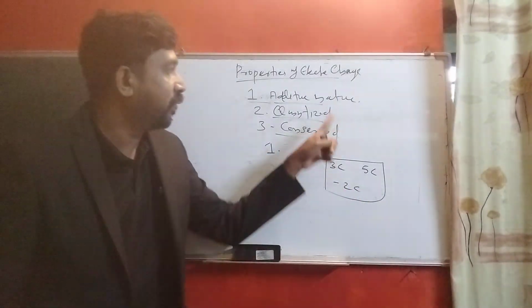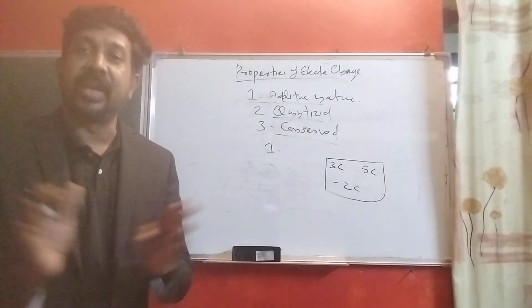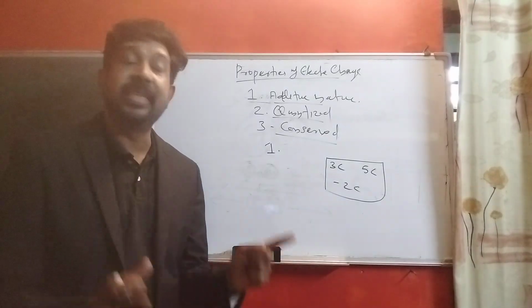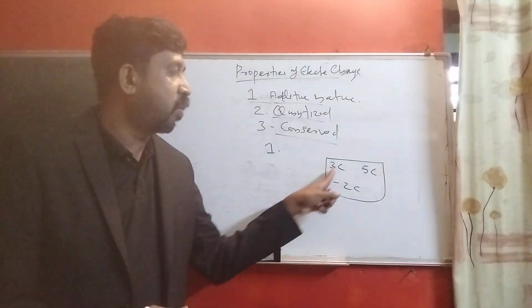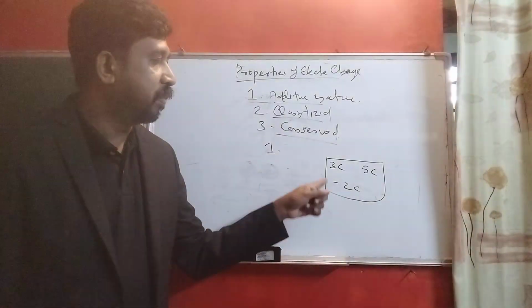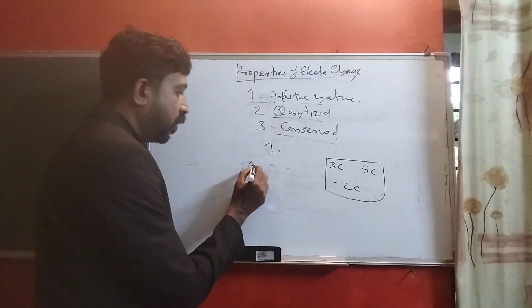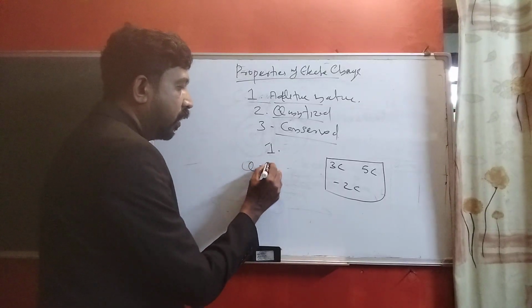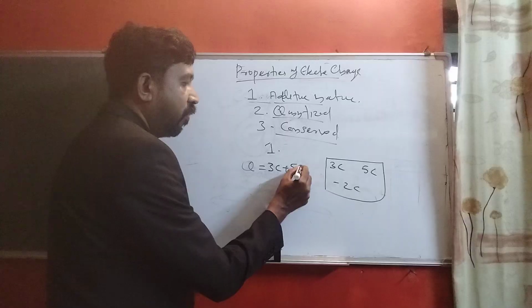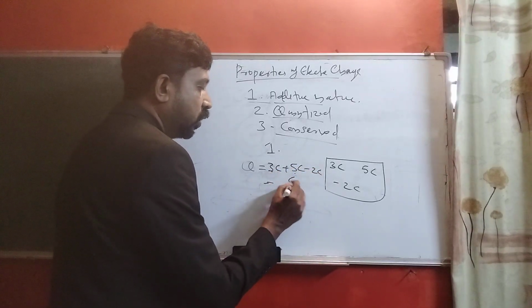According to this property, the total charge in this body is the algebraic sum of these individual charges. Therefore, total charge Q is equal to 3 coulomb plus 5 coulomb minus 2 coulomb, which is 3 plus 5, 8, minus 2, equal to 6 coulomb.